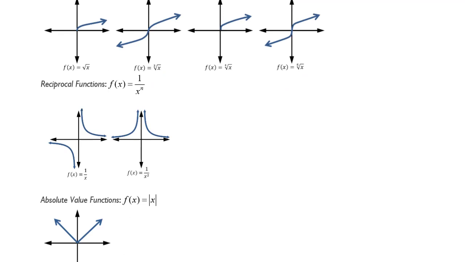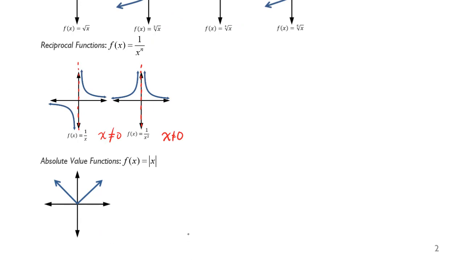Reciprocal functions look like they're about to touch the origin and then swoop up toward the vertical axis in the first quadrant, and they also do a mirror image in the third quadrant. This is because you can never have 1 over 0. So there is a vertical asymptote at x equals 0. The same idea is true for 1 over x squared. Again, there is a vertical asymptote at x equals 0.